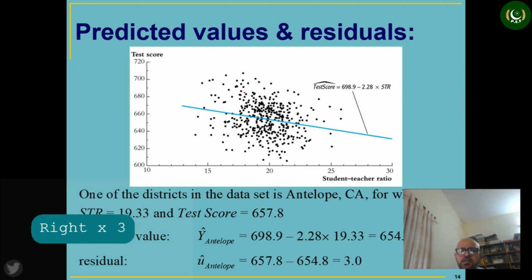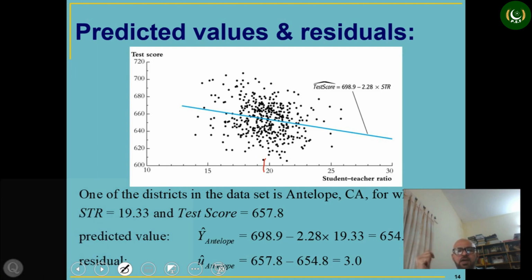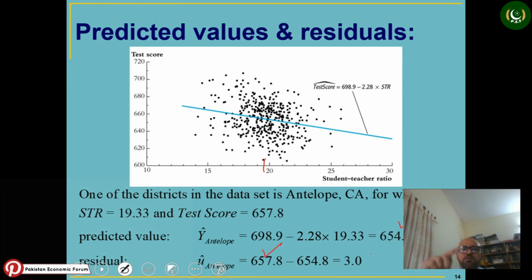Here, if class size is 19 point something, what will be your guess? What will be your estimated value of test score? What do we get from simple algebraic calculation? 654. What will be the actual value? That will be 657.8. The difference between this one and this one is called the residual.